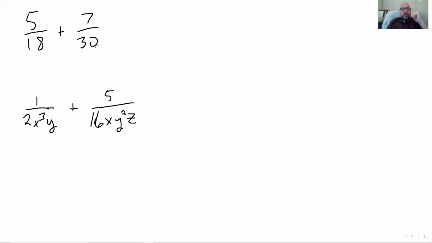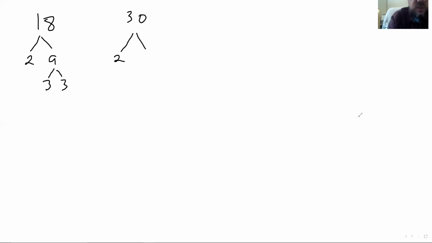So the idea here is that I need to get some number that both 18 and 30 go into. And the way I'm going to do that is by multiplying both of them by whatever they are missing. So 18 and 30. We're going to do a factor tree to get the prime factorization. So 18 is 2 times 9 and 3 times 3, 30 is 2 times 15, which is 3 times 5. So 18 is 2 times 3 times 3, and 30 is 2 times 3 times 5.